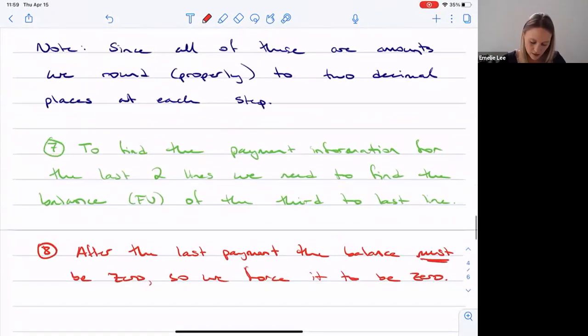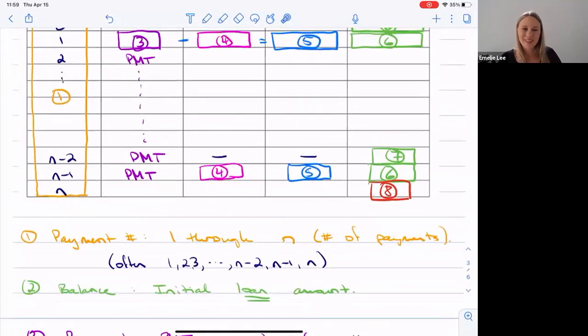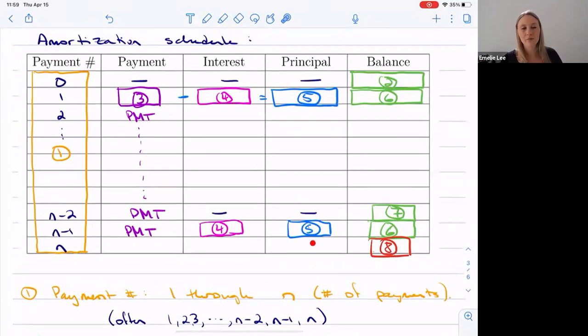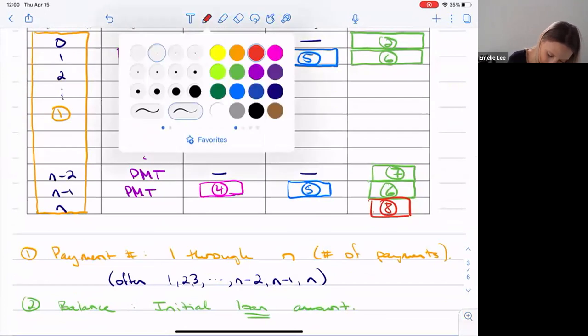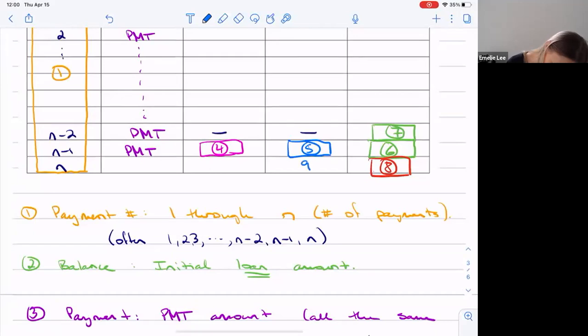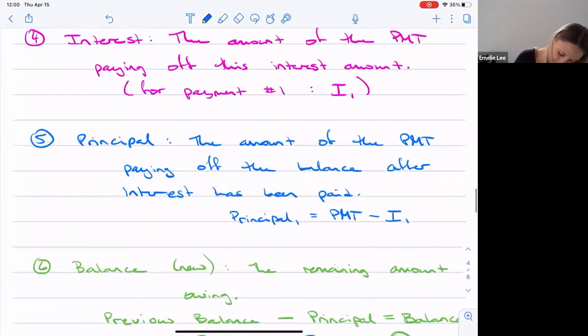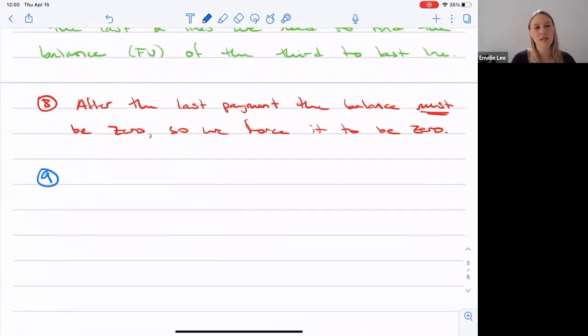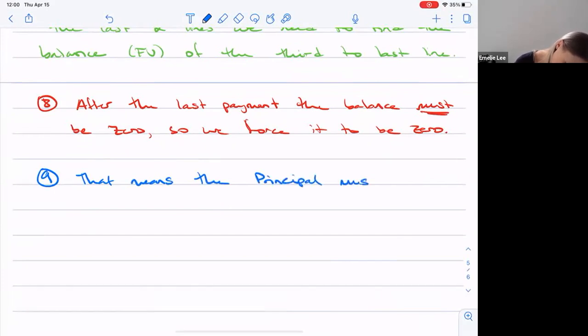Okay, then this principal amount, well, if I'm forcing this amount to be 0, remember this balance is the previous balance minus the principal. So what do I have to do? I have to force this balance to be the same as that previous balance. Okay, and that gets weird. I want to do them all in red because it's the most important thing, but I'll do 9 here. So 9, the principal must pay off the entire previous balance.